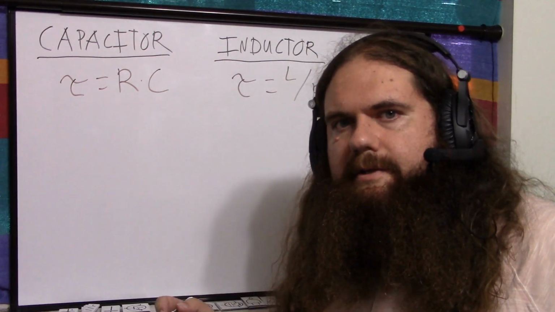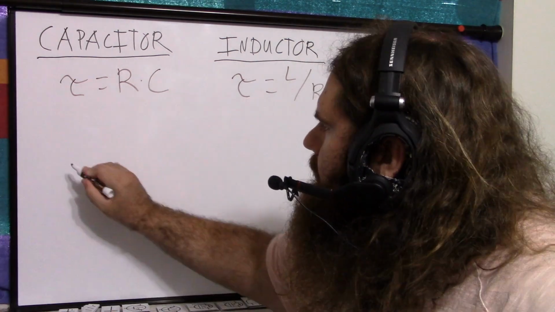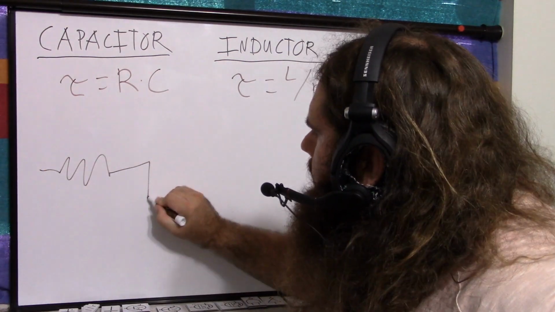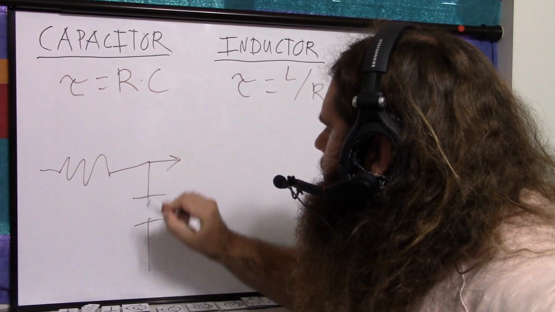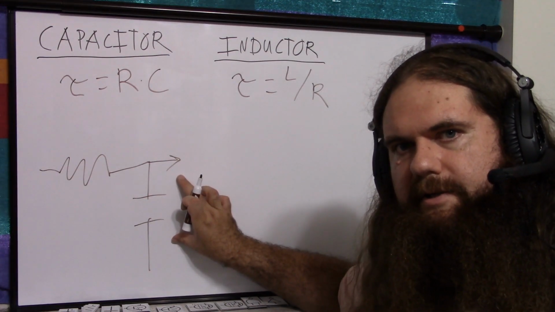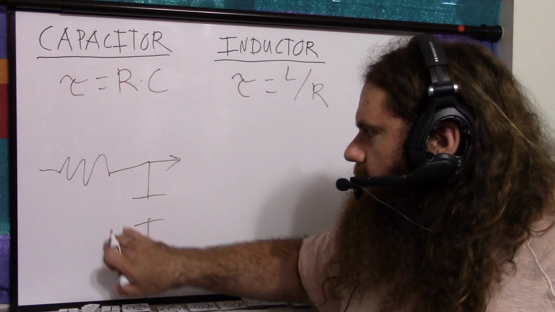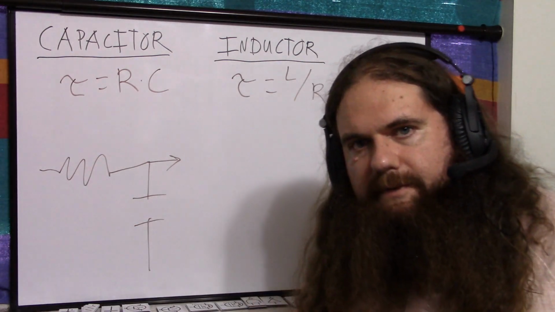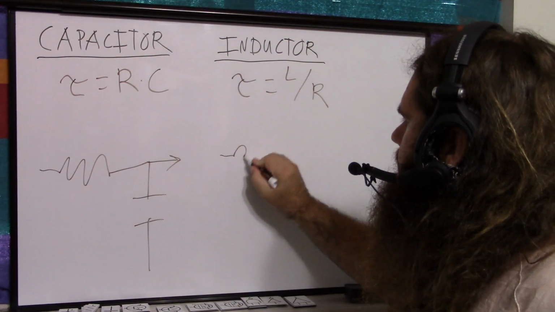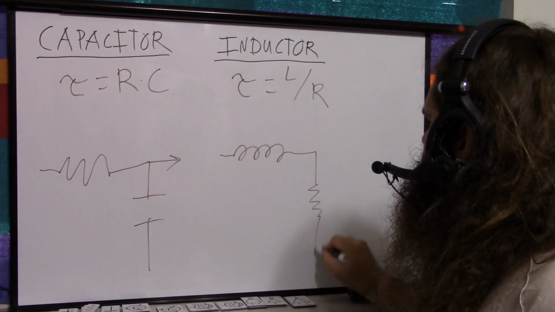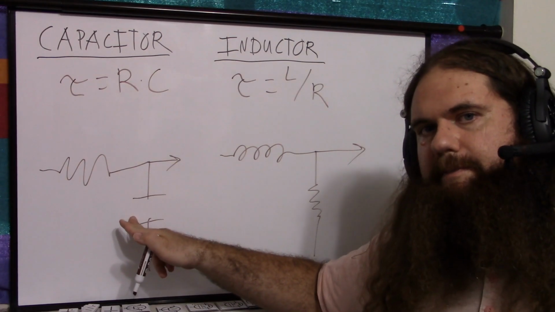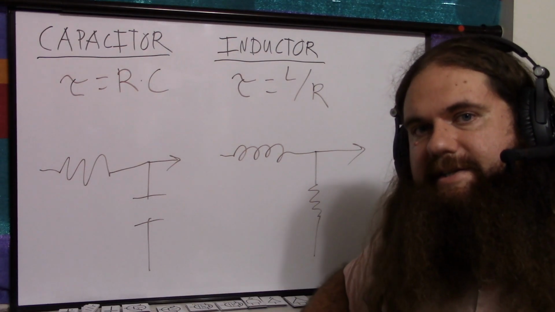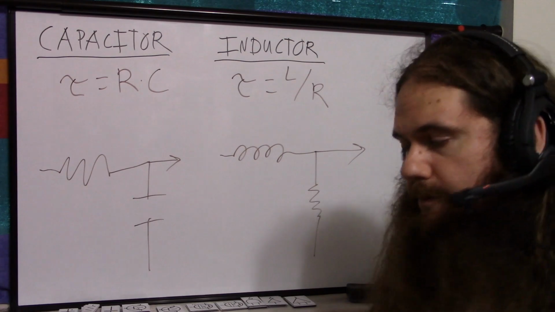So what is a capacitor low-pass filter? Well, you have your resistor, and then your capacitor, and here's your output. You measure your voltage drop across the capacitor, that's your output voltage, and then R times C is your timing. That's a low-pass filter. What's a low-pass filter with an inductor? Well, you have an inductor, and then you have a resistor, and here's your output. The capacitor is in parallel, the inductor is in series, and you get the low-pass filter.